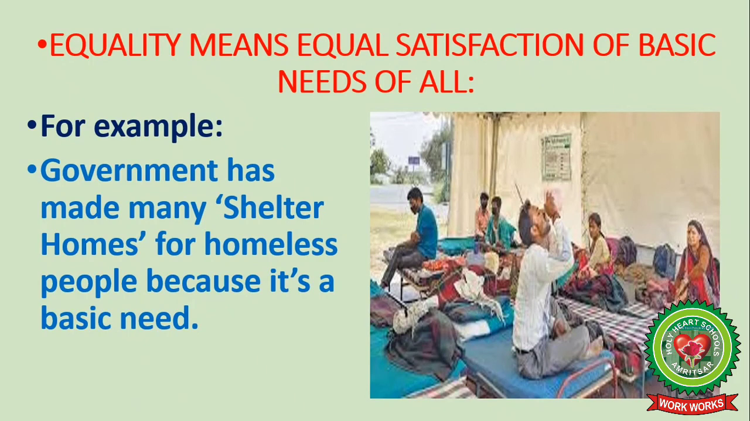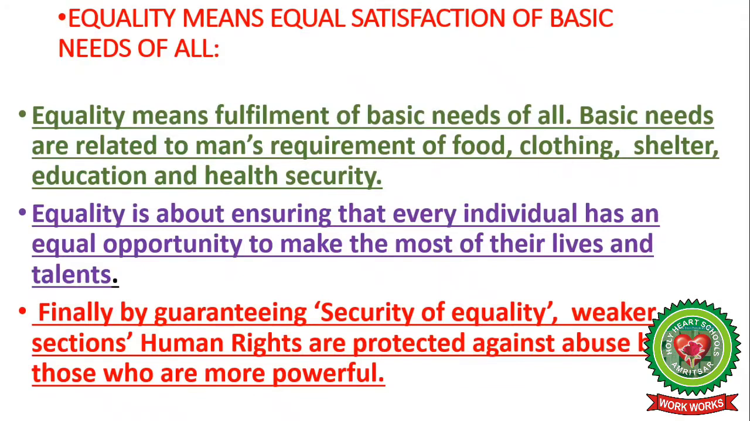An example is that the government has made many shelter homes for homeless people because it's a basic need. Yes, shelter is also a basic need, and there is no age for this. Any age person can be without shelter, and the government has made many shelter homes for the homeless people. In this picture you can see the homeless people are sitting very comfortably and the government has provided. So equality is there.